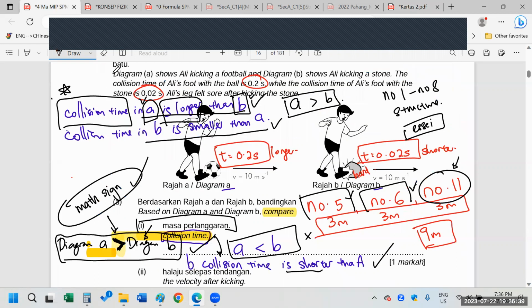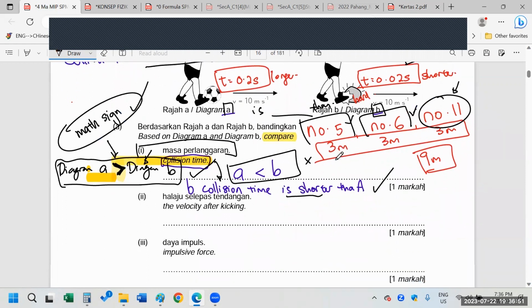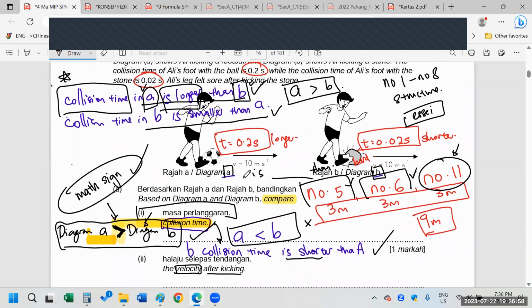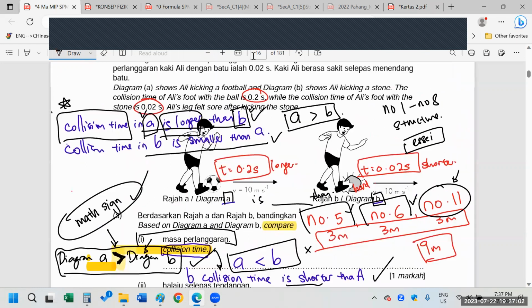But I still encourage you to always compare A to B. Blah blah blah of A is blah blah blah, then B. Why do I say so? For example, now, what is the velocity after kicking?